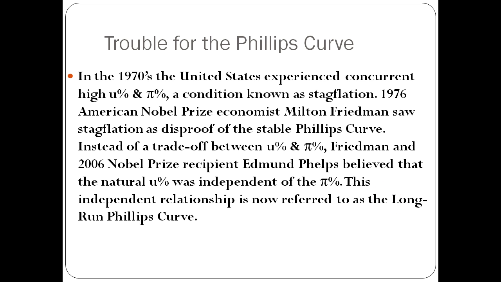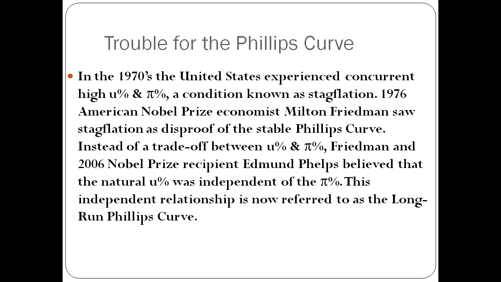So this Phillips curve worked for a little while, but then in the 1970s, you had some problems with it. In the 1970s, the United States experienced concurrently high unemployment and inflation. This is known as stagflation. We've already talked about that. In 1976, American Nobel Prize economist Milton Friedman, whom we've already talked about a little bit with the concept of monetarism, saw stagflation as disproof of the stable Phillips curve.